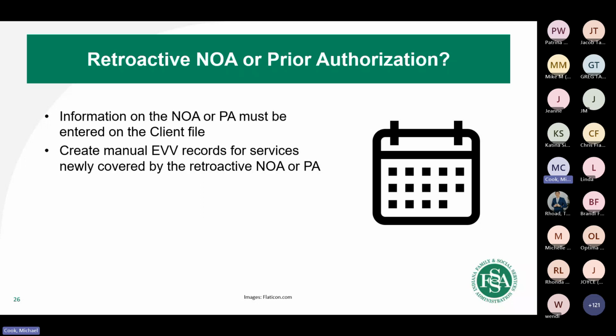So if you happen to receive a retroactive notice of action where services were performed back in August, you clearly didn't capture EVV activity back in August because this has been retroactively applied. You are allowed to go back and manually create those records to match the services that you performed. We would encourage you in that situation to make notes in the EVV record, whether you're using SANDATA or your third-party solution. Document that this is because of a retroactive NOA. That's just a good means to make sure to cover your bases in the event of any potential audit down the road.